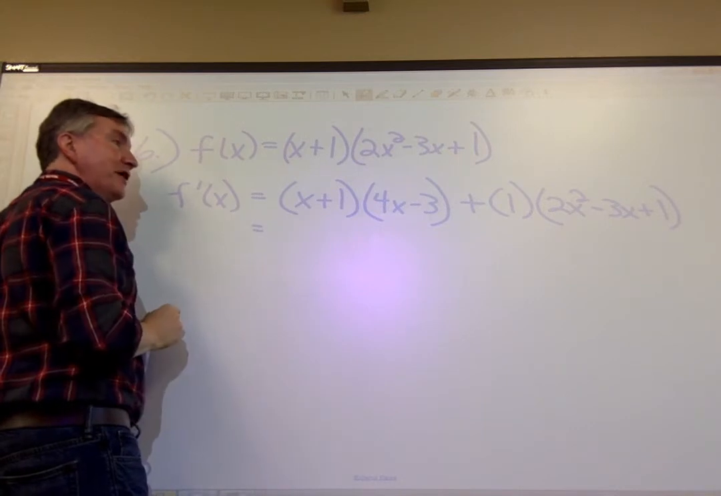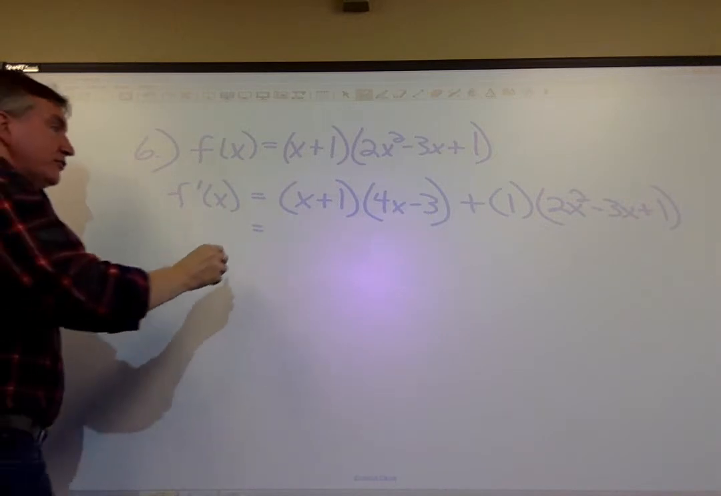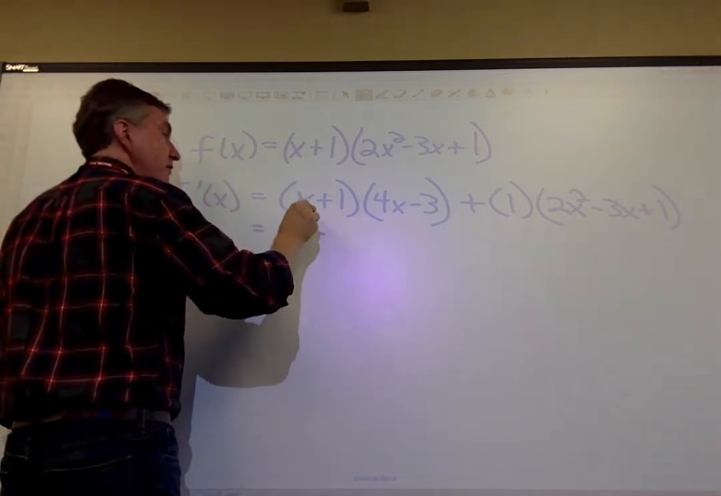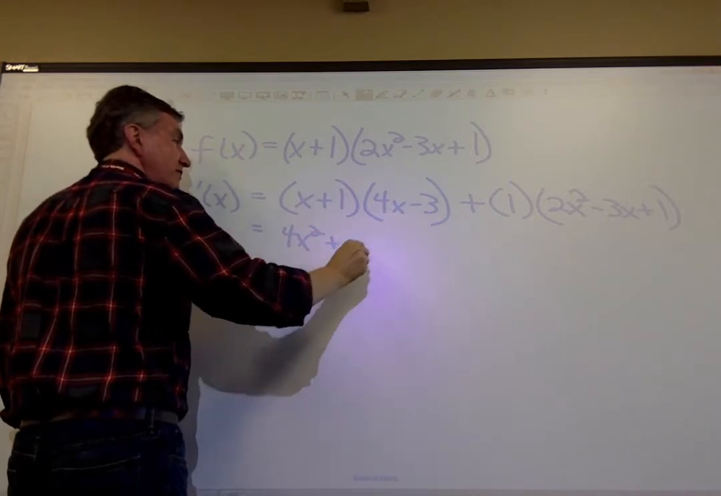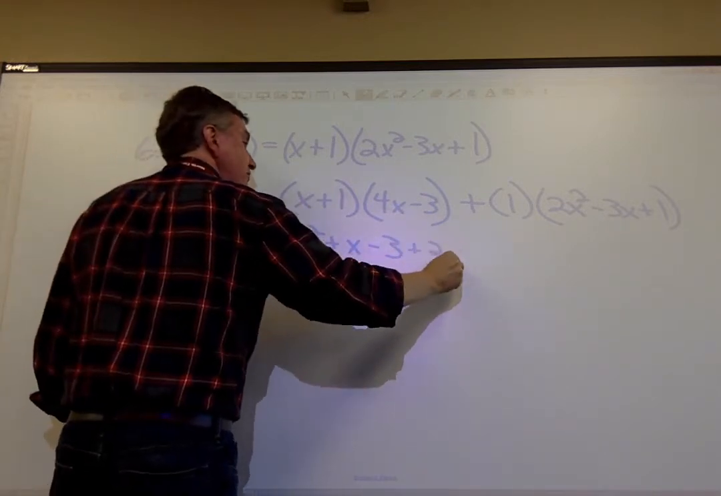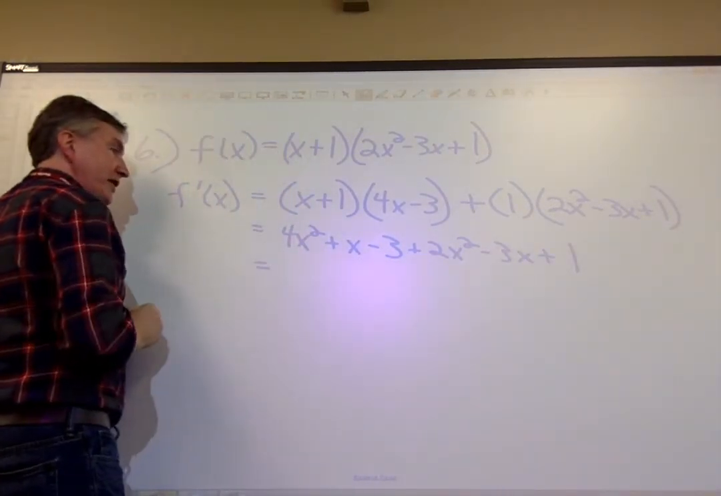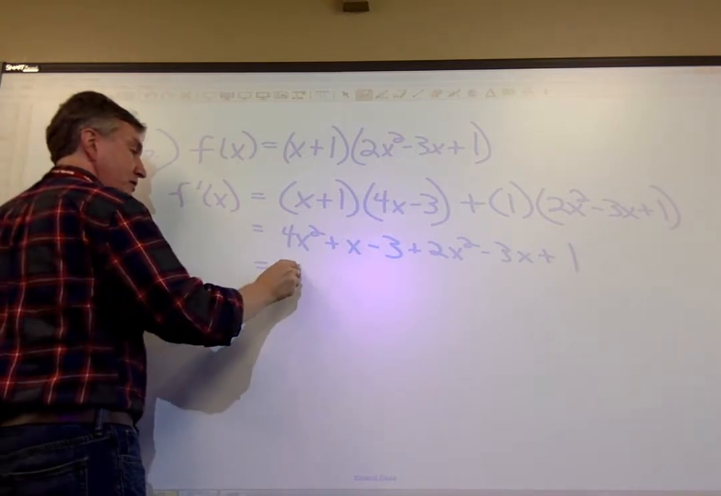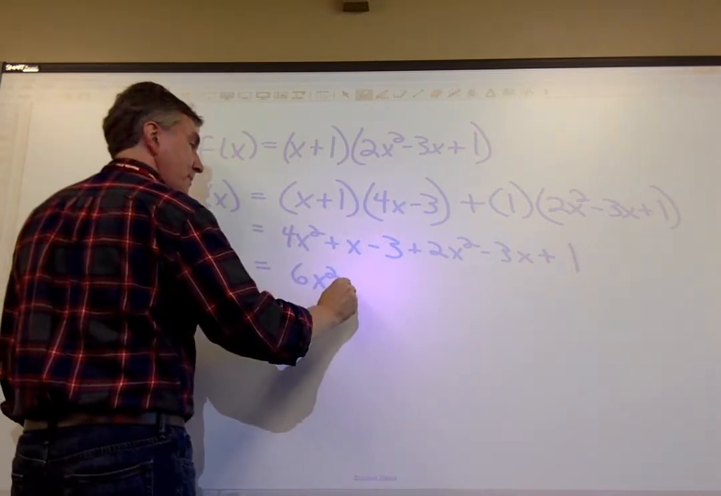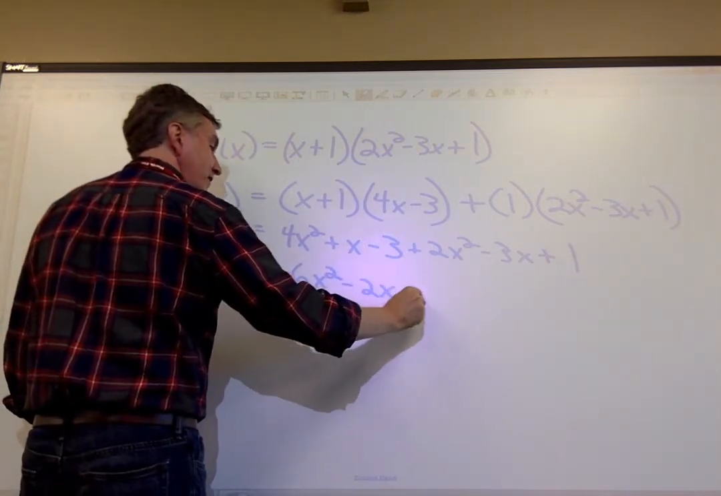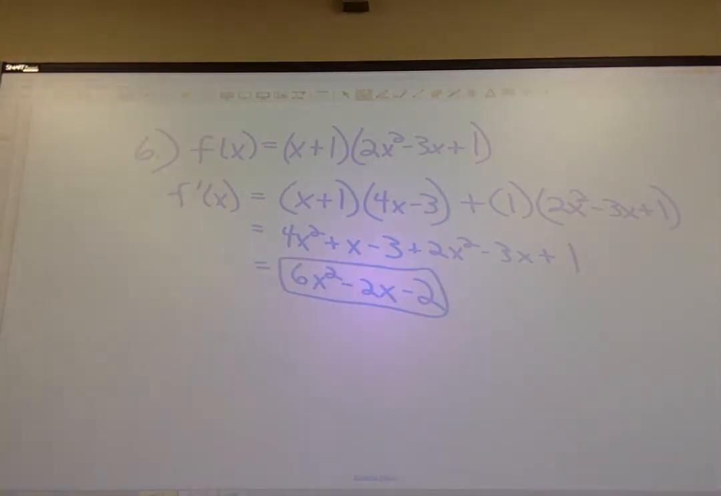Well, of course, your book is not going to leave it like that. Your book's going to distribute that out and give you an answer in simplest form, right? So we would have to say this is 4x squared minus 3x plus 4x, so that would be plus x minus 3, plus 2x squared minus 3x plus 1. Give me a good final answer then if I combine them: 6x squared minus 2x minus 2. I like it. Here's my derivative.